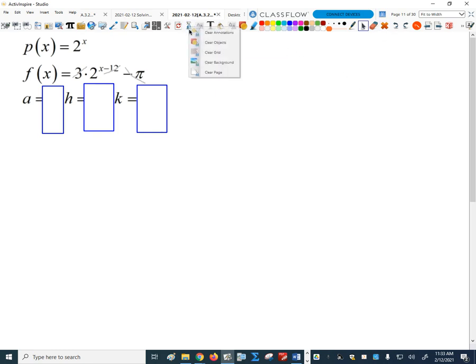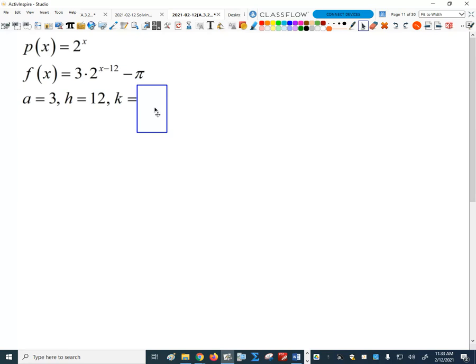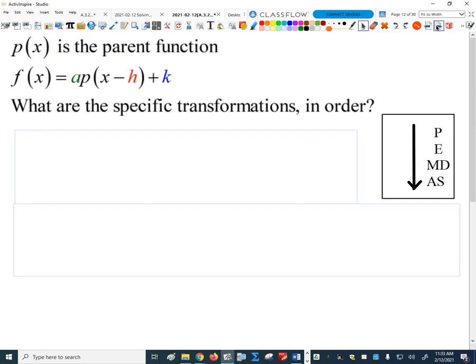Okay, and then we can see here that I'm multiplying out front by 3, so a is 3. I'm stretching this parent function vertically by a factor of 3. H is 12 because that's the number that's being subtracted from x, so I'm translating it to the right by 12. And I'm adding a negative pi, or I'm subtracting pi from the function, so I'm shifting it down by pi, okay? All right, so then is there an order in which I have to do these things?